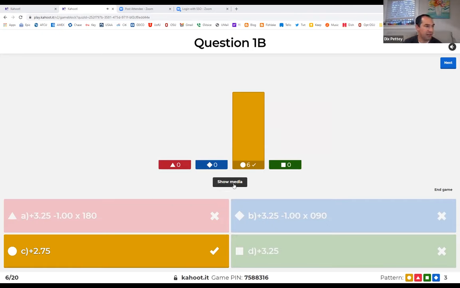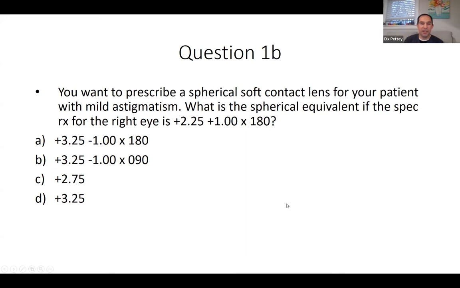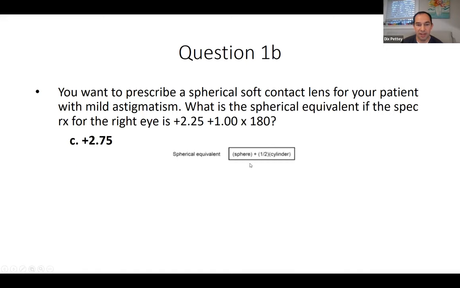Everybody rocking it on that one. Spherical equivalent is something that thankfully is pretty simple. I don't know how high yield it is, but it's good to have that skill down clinically and potentially on the test as well. You guys all got that one right. Basically, here is the equation. It's a sphere plus half of a cylinder.